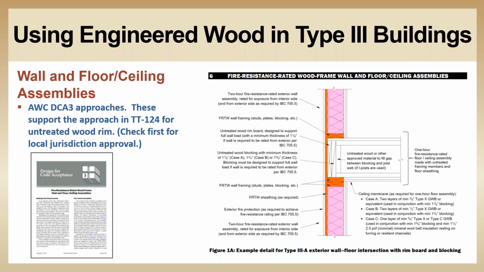So this means the blocking shown in this detail must be designed to support the full wall load if the wall is required to be rated from the exterior per IBC 705.5. This detail allows for FRT sheathing, studs, and wall plate with untreated rim and blocking designed to carry the load. And again, it's always important to check first with your local jurisdiction for approval on this.